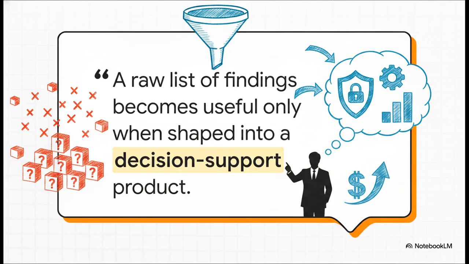A raw list of 1,000 unverified vulnerabilities is practically useless to a business leader. It only gains value when it's shaped into a decision support product, meaning it tells management what matters, why it matters, the likely business impact, and exactly who owns the remediation.